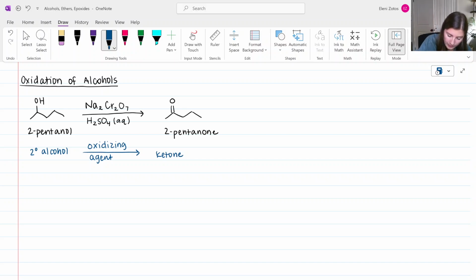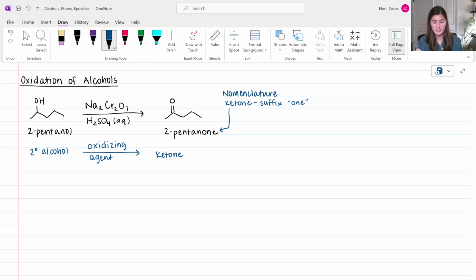And here's a little nomenclature note. For a ketone, the suffix is -one, O-N-E. So we can see that here. 2-pentanone, we have a pentane chain with, at carbon 2, a ketone functional group, that carbonyl. So we have 2-pentanone.